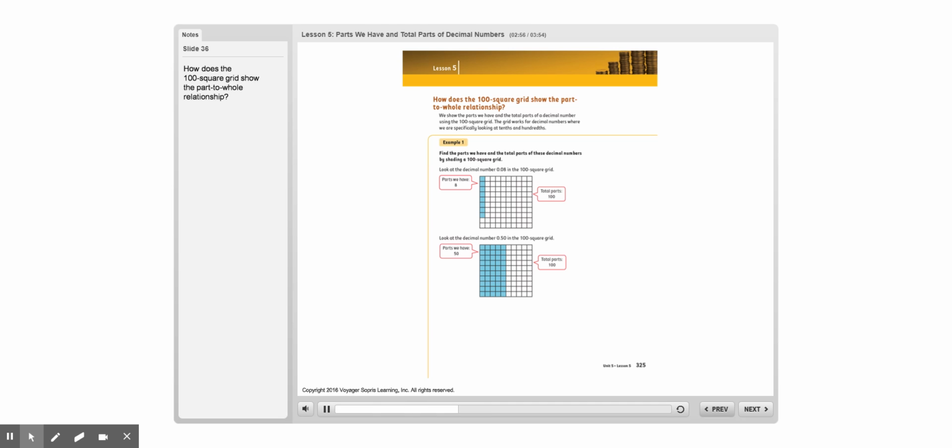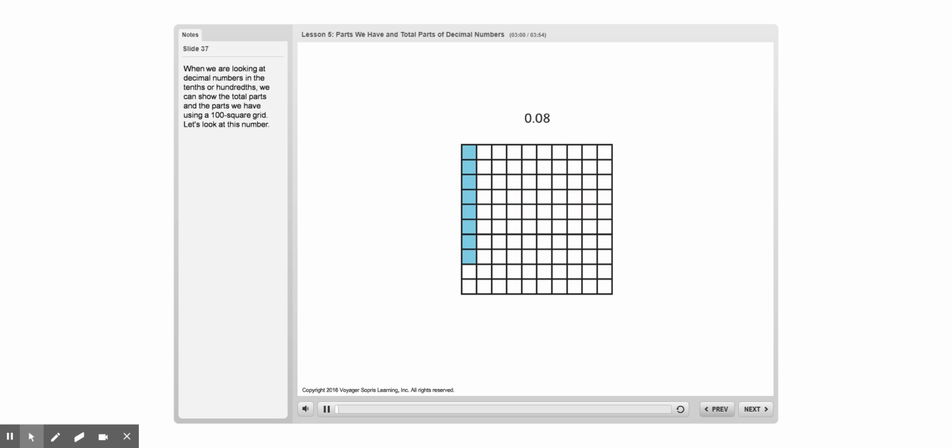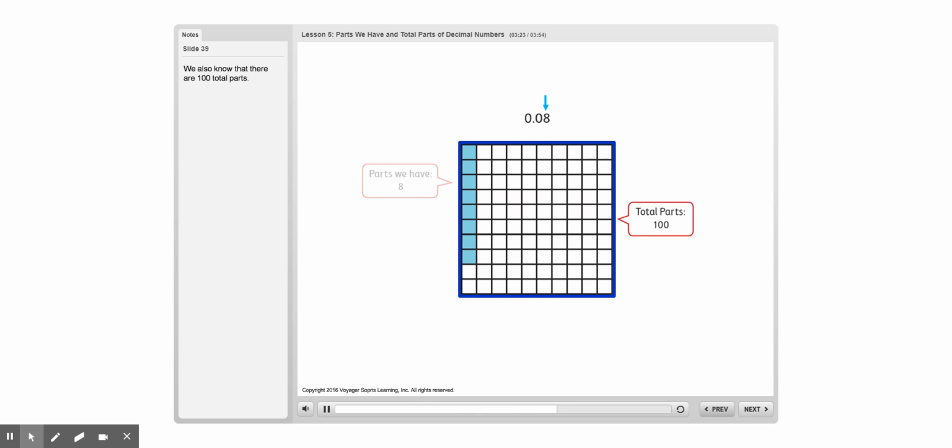How does the 100 square grid show the part-to-whole relationship? When we are looking at decimal numbers in the tenths or hundredths, we can show the total parts and the parts we have using a 100 square grid. Let's look at this number. We see that there are 8 shaded parts. These are the parts we have. We also know that there are 100 total parts.